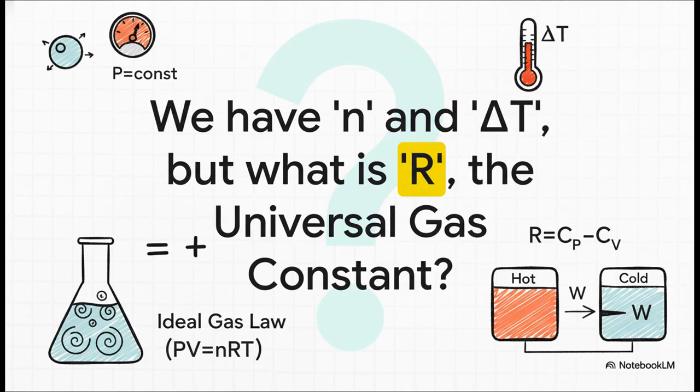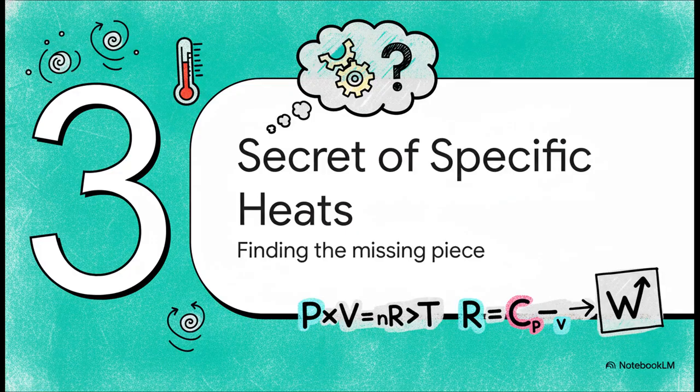But hold on. We've just traded one unknown for another. The problem never gave us the value of R, the universal gas constant. So how do we find it? It has to be hiding somewhere in the data we were given. And that brings us to the real heart of this puzzle. The secret to finding R is locked away in those 2 bits of data we haven't touched yet, the specific heats, C sub P and C sub V.